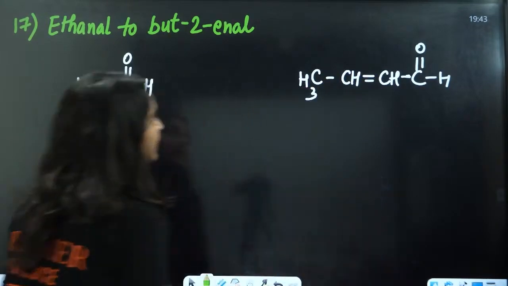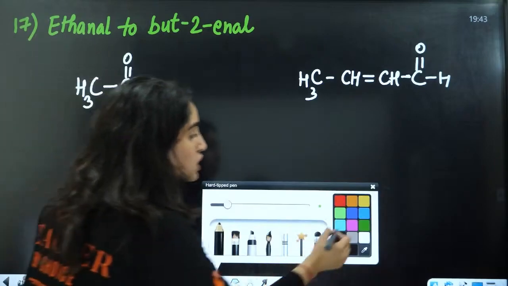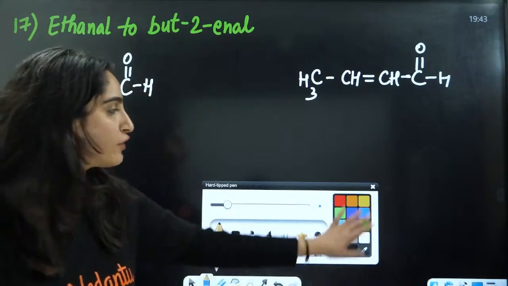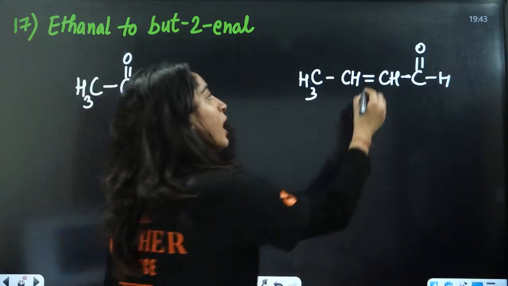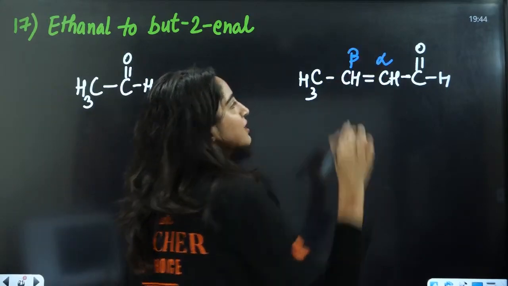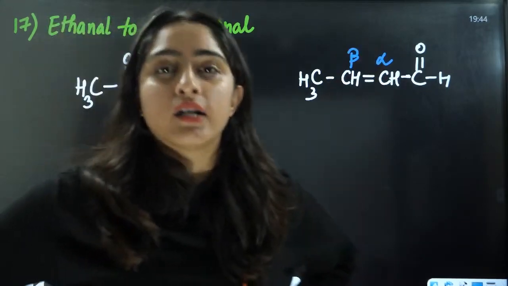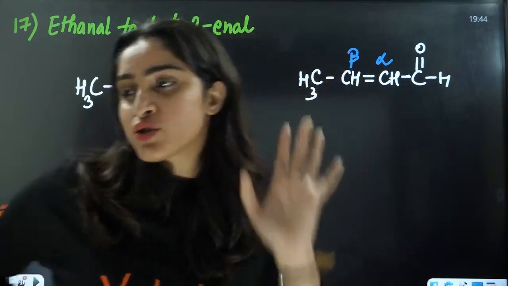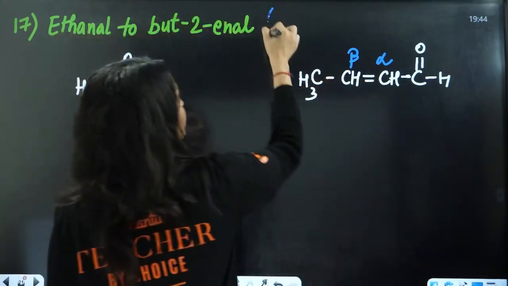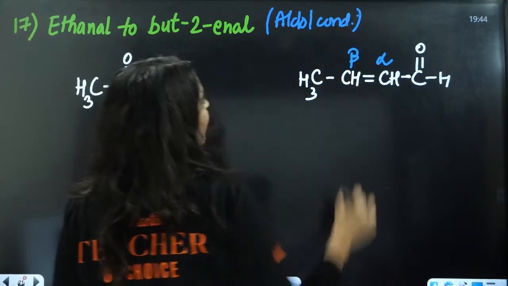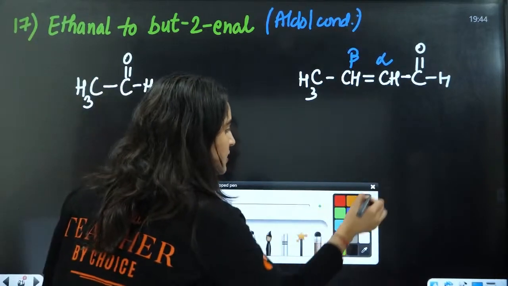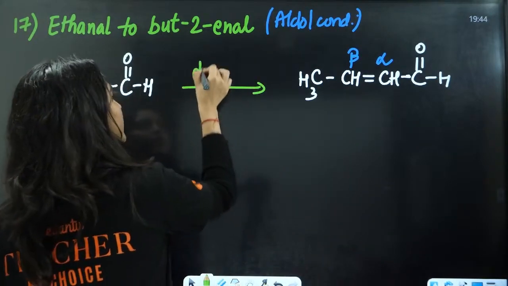Everybody in the chat box, what is this? Can you identify this? You have an alpha beta unsaturated aldehyde here. Alpha beta unsaturated. Very good. This is aldol condensation, very simple.